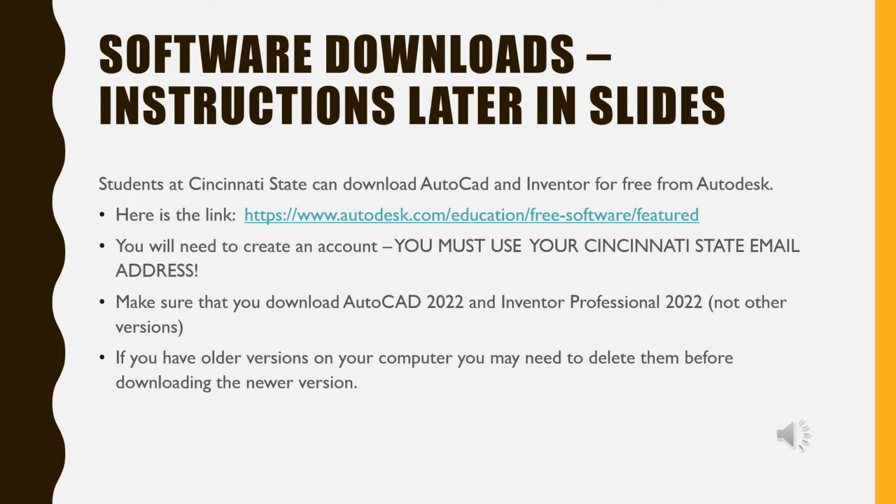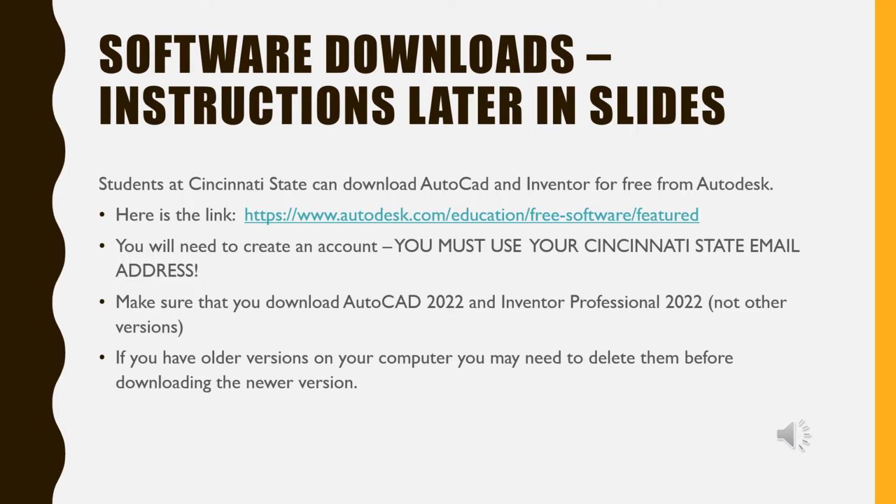In order to get them, you have to go to the website. Here's the link, and we'll talk about that more in depth later. You go there, you have to use your Cincinnati State email, create an account. They'll email you back with some information, and then you can go and download the software.